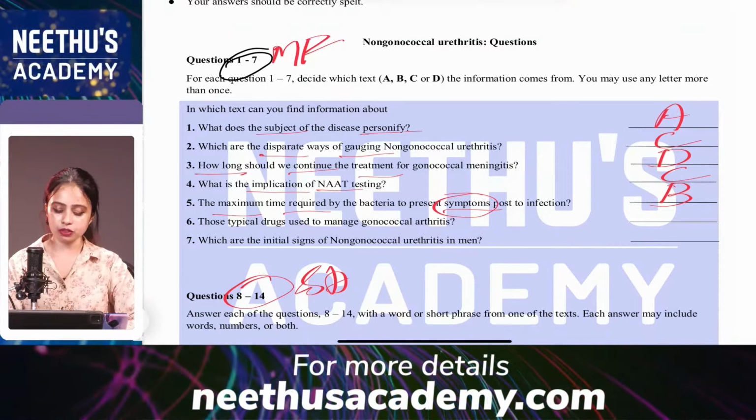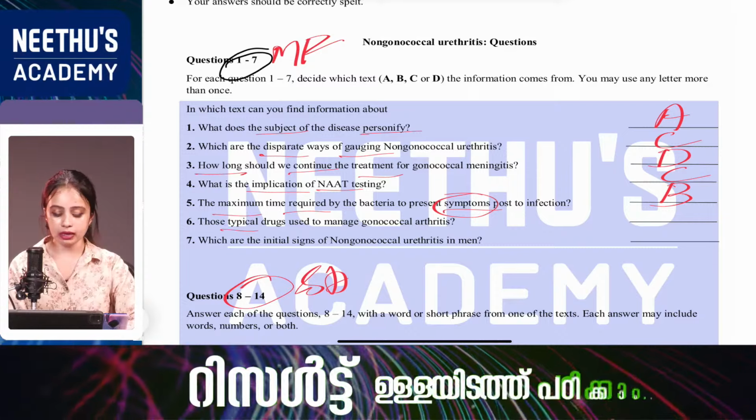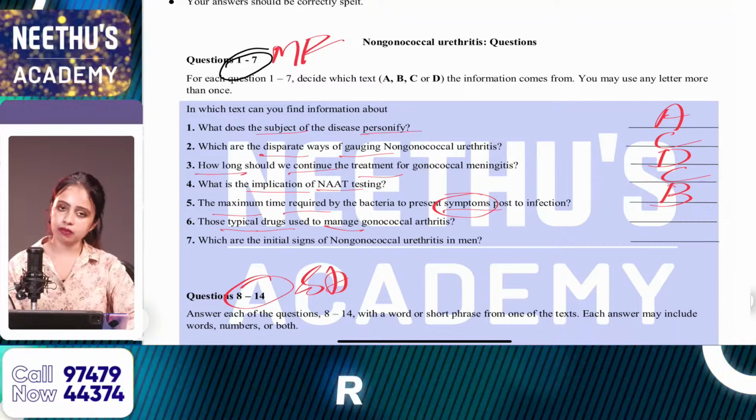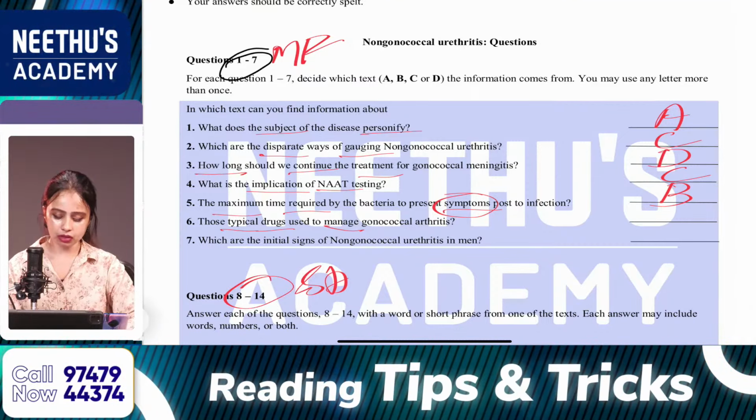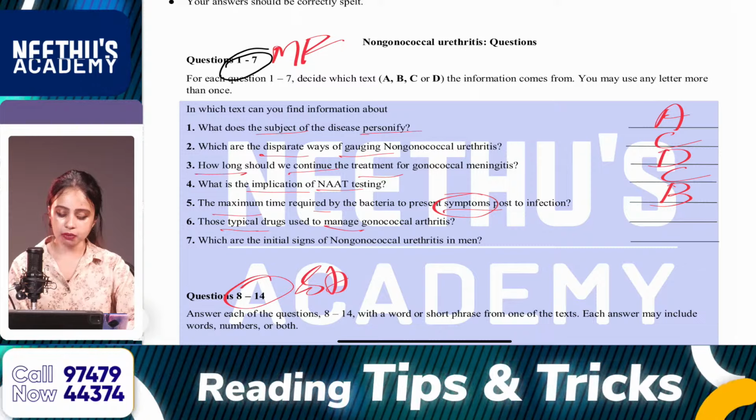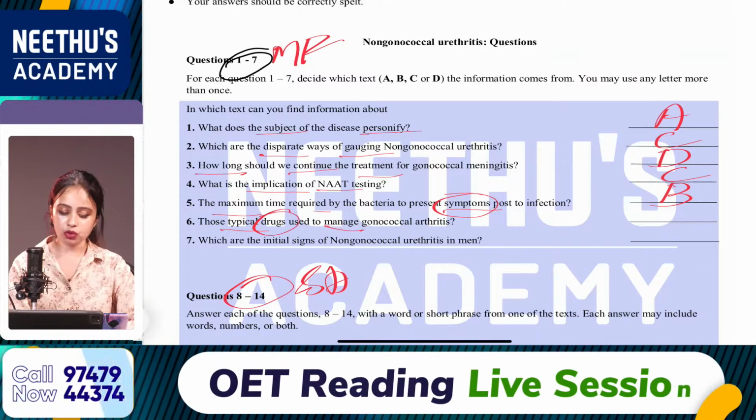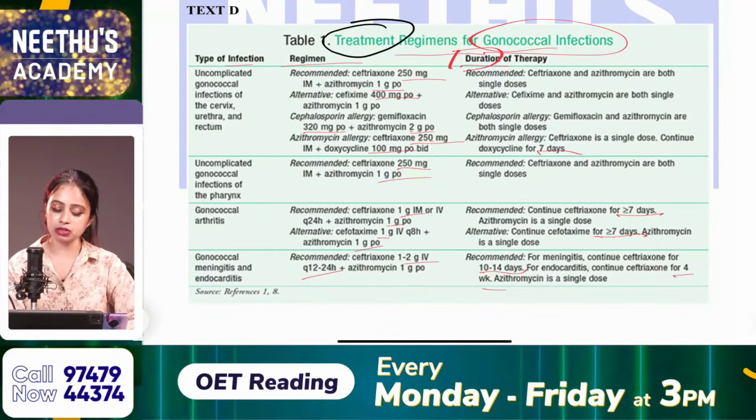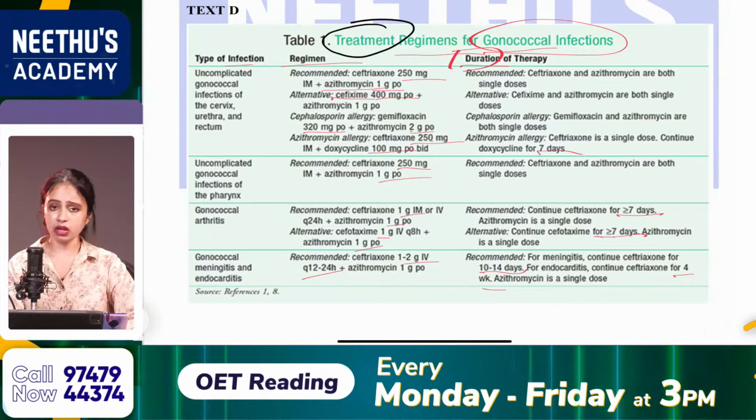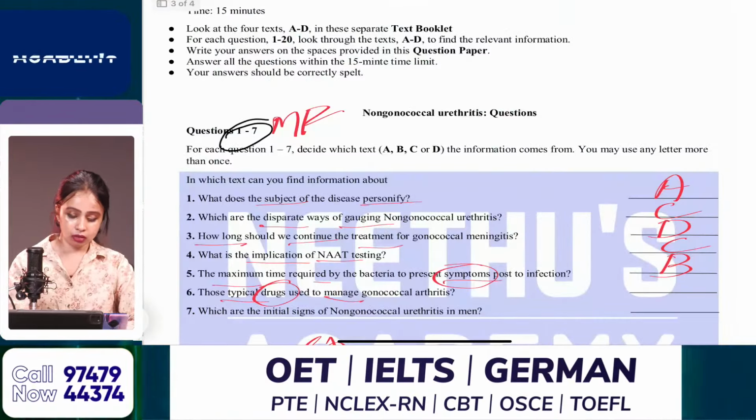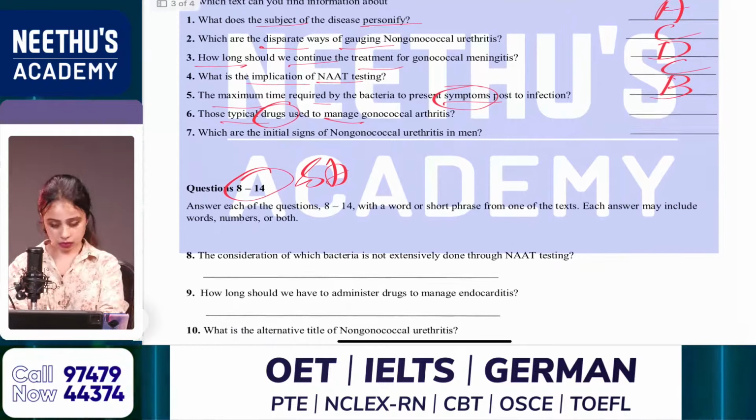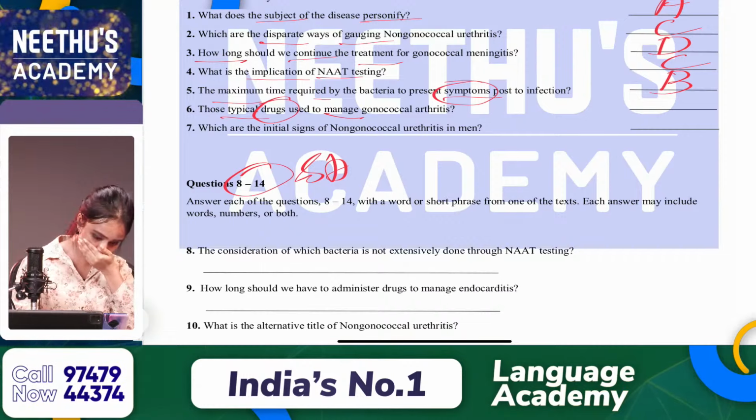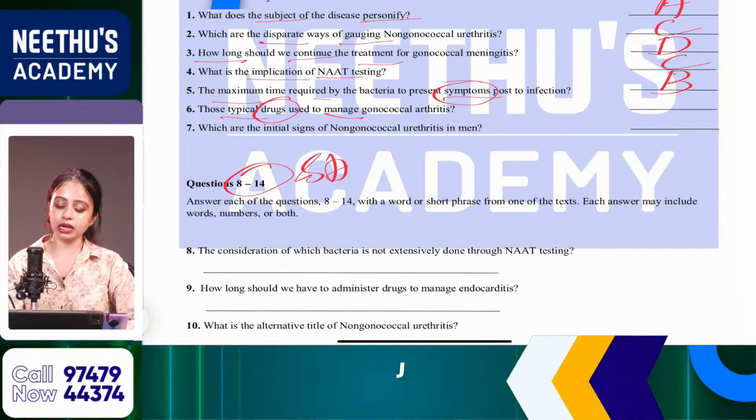Sixth one. Common drugs used to manage gonococcal arthritis. So typical, then drugs, medicines, manage. So what are the medicines we are using to treat the condition? So treatment or these medications are mentioned in text D, a lot of medicines mentioned. Okay, so what are the medicines mentioned? So that is from text D.